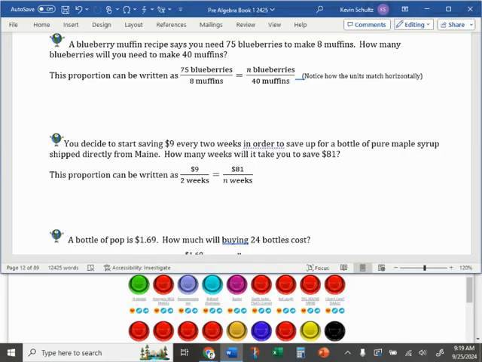No, right? Because if you're supposed to use 75 blueberries for 8 muffins, but you're making 40, but you don't change the number of berries used, there are not going to be very many berries in those. Okay?